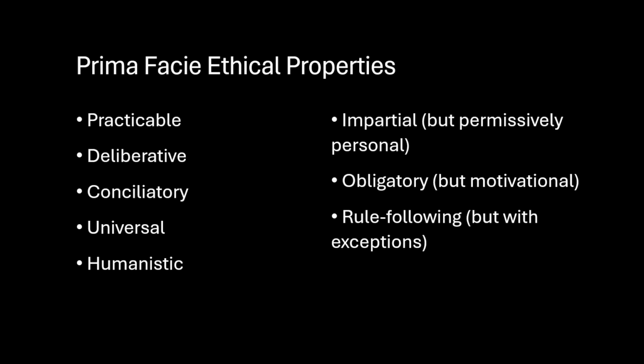And lastly, though we could add more to this list, we have rule following, but with exceptions, as something that we see ethics as providing. Oftentimes we see ethics as a system of rules, or if not a system of rules, a system maybe of guidelines for what to do. And so, like with our obligations, we want those rules to have a clear, direct set that can be followed. And we want to be able to use those rules to deliberate and then set out following our deliberation on some course of action.